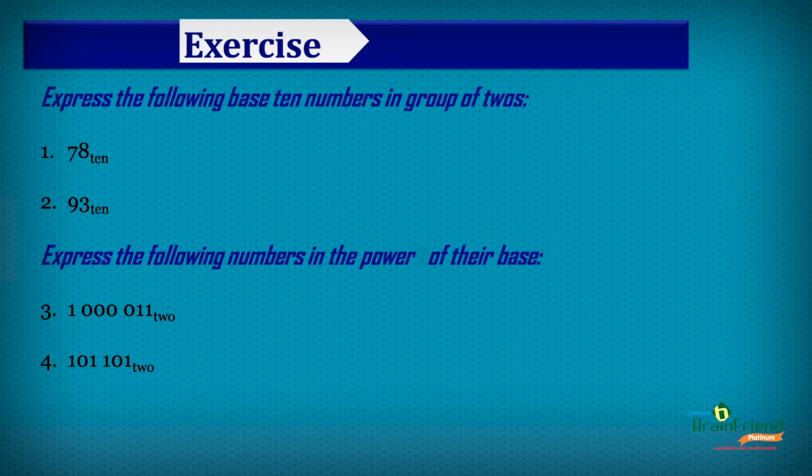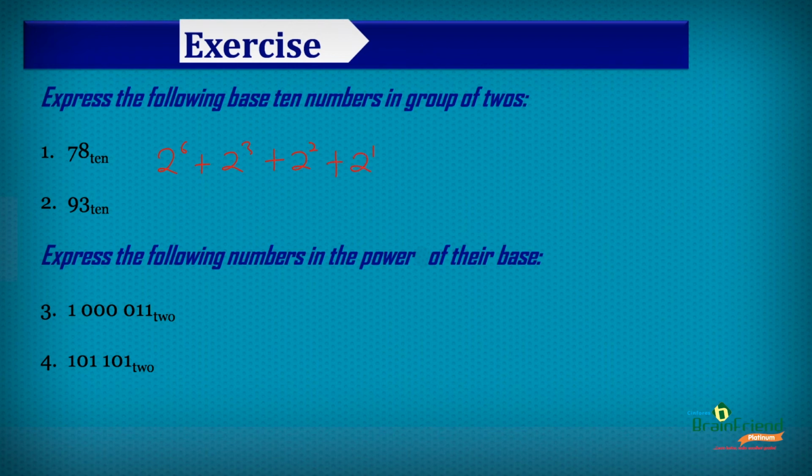I hope you are done. For the first part of this exercise, it says express the following base 10 numbers in group of 2s. Number 1, we have 78 base 10. The answer is 2 raised to power 6 plus 2 raised to power 3 plus 2 raised to power 2 plus 2 raised to power 1.